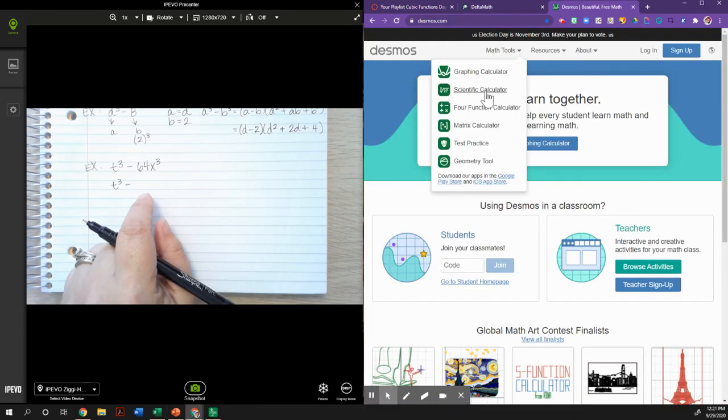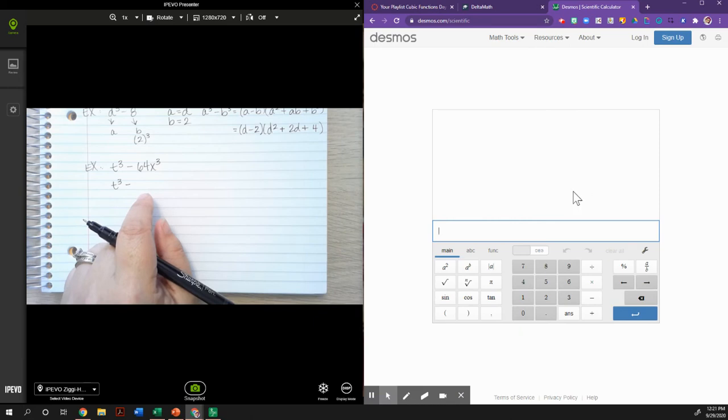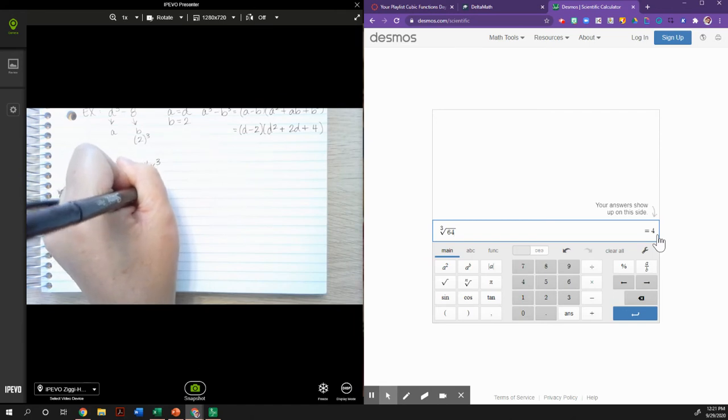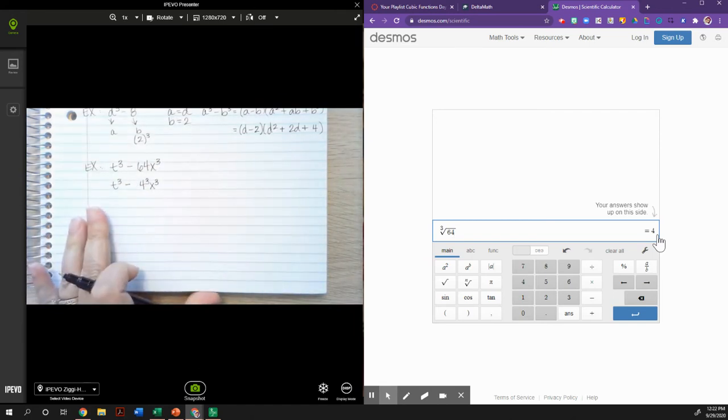I'm just going to go into the scientific calculator. See this button right here that says nth root? You're going to click that, and you're going to put 3, and then you're going to type in 64. And there's your answer right there of 4. So this is 4 to the third, x to the third.